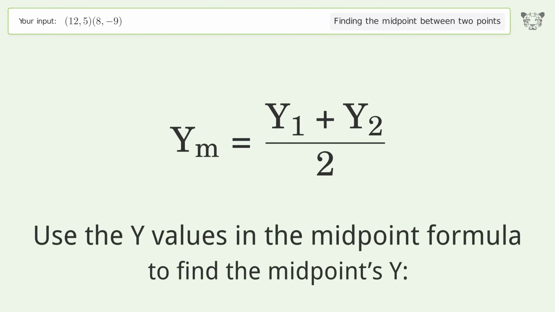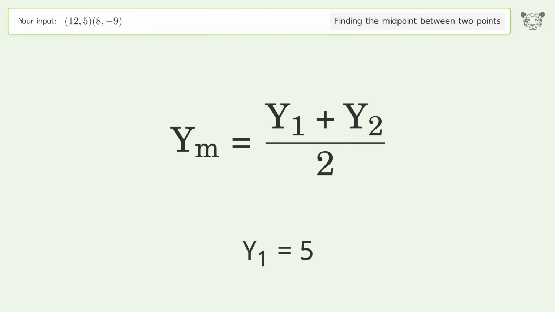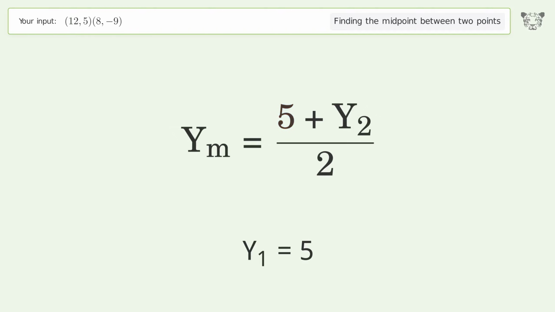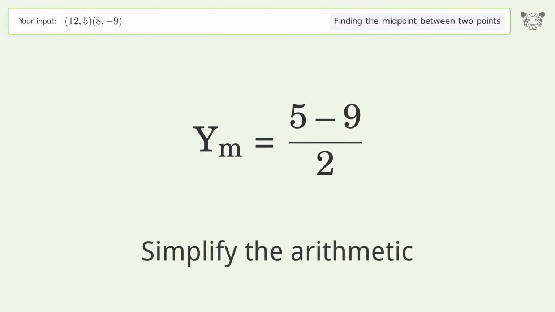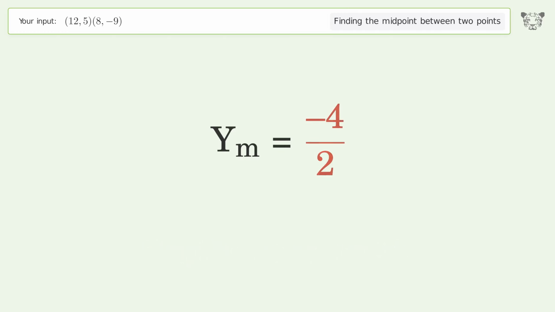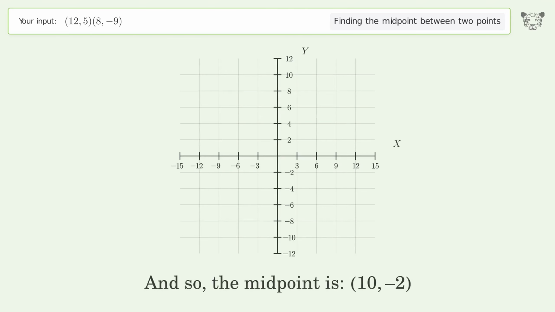Use the y values in the midpoint formula to find the midpoint's y. y1 equals 5. y2 equals -9. Simplify the arithmetic. And so, the midpoint is 10, -2.